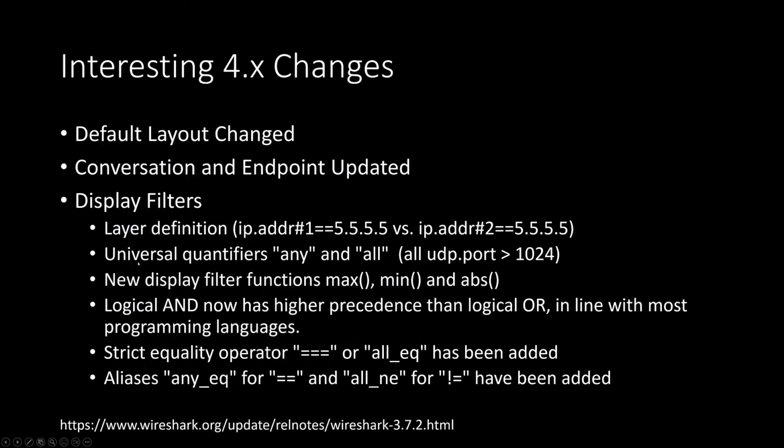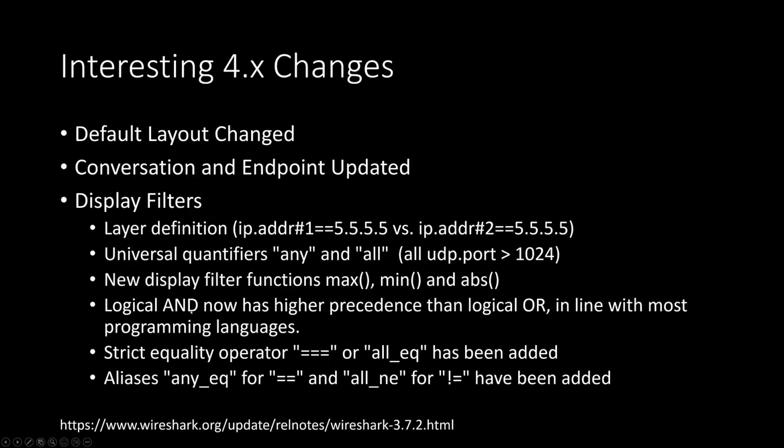Now we also have this universal quantifier, any and all. An example here is if you're looking for all UDP.port fields, that's source port and destination port fields, regardless of where they are in the packet, to be greater than a certain value, you can put all in front of it. We also have some new display filter functions, max, minimum, and absolute. And so that would go on the right-hand side. So you could say UDP.port =, max, open paren, 45, close paren.